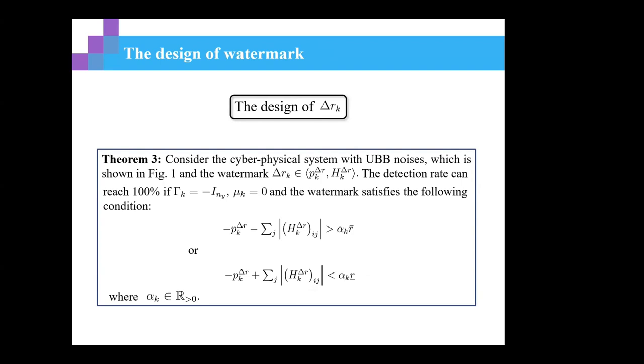Consider the design of the watermark. Here, the watermark we consider belongs to a zonotope centered at B sub k, sub R. And we want the detection rate to reach 100%, then the watermark should satisfy the following condition. These conditions can be obtained by using the attack detector, the system model, and the attack model. This is the main result, which will be shown in the simulation: the watermark is really important to improve the attack detection rate.